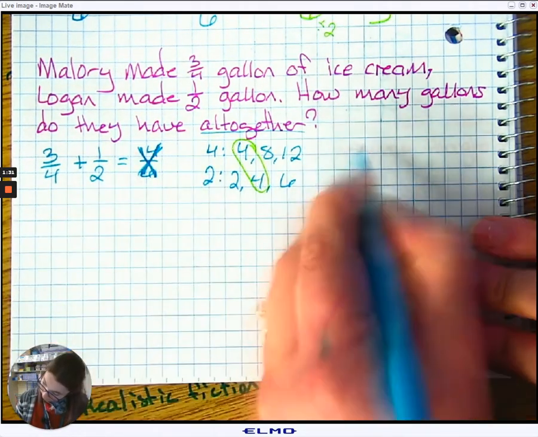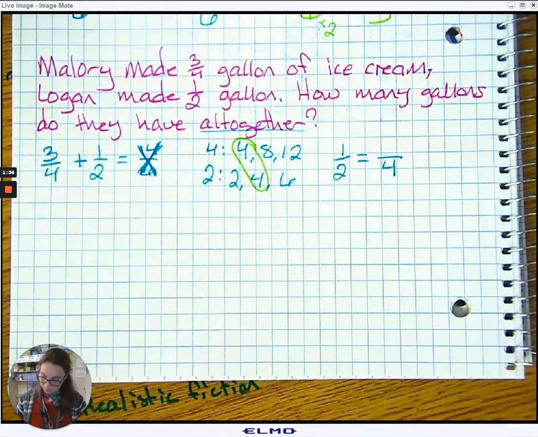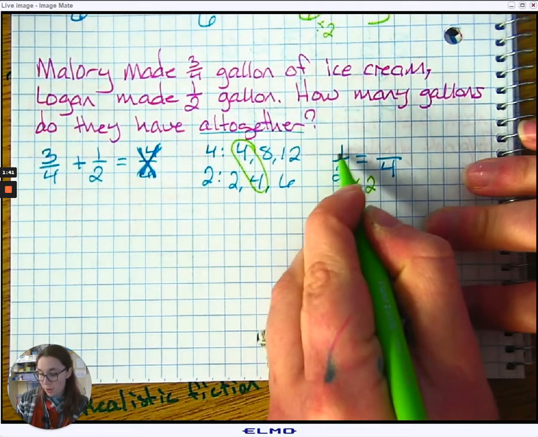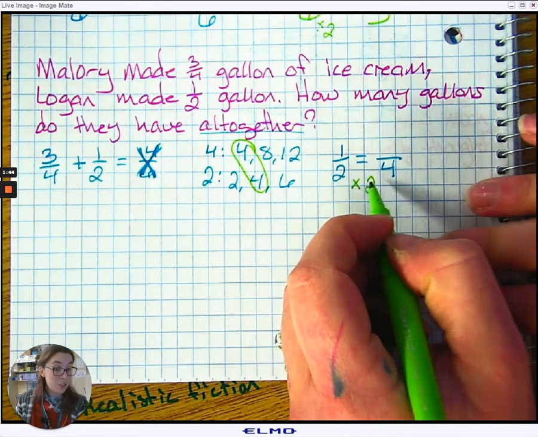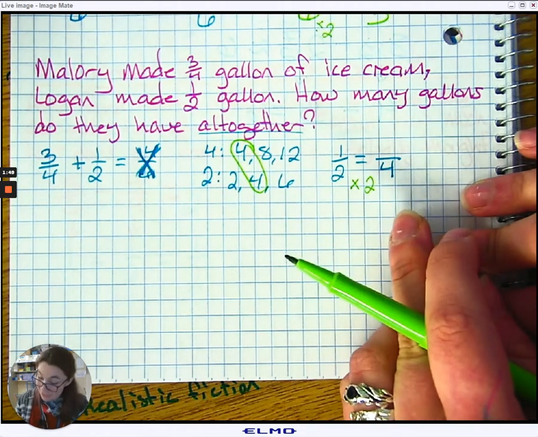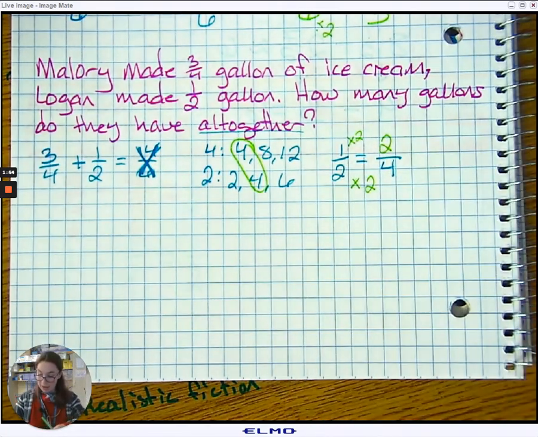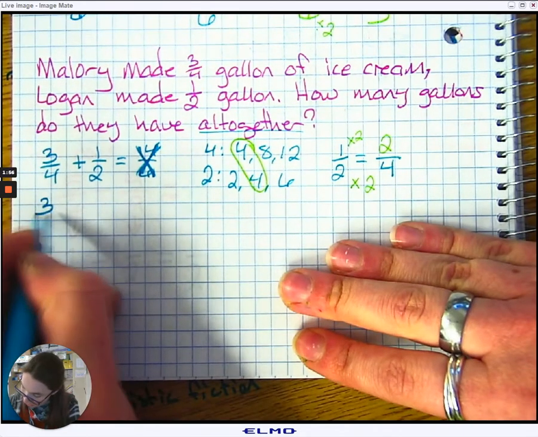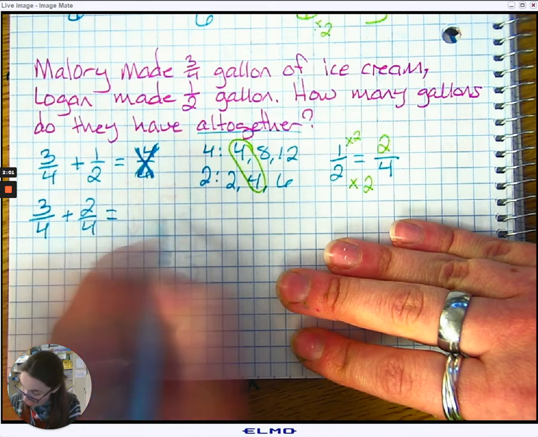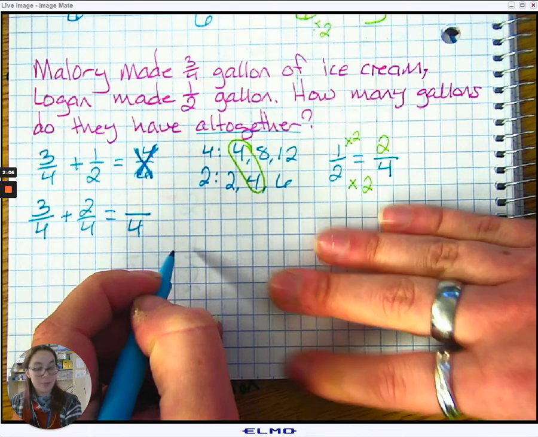So 1/2 equals how many fourths? Well, to go from 2 to 4, I multiply by 2. What I do to the bottom, I'm going to have to do to the top, so times 2 as well. And I'm going to get 2/4. Now I have 3/4 plus 2/4, which equals, fourths stays the same, and 3 plus 2 is 5.